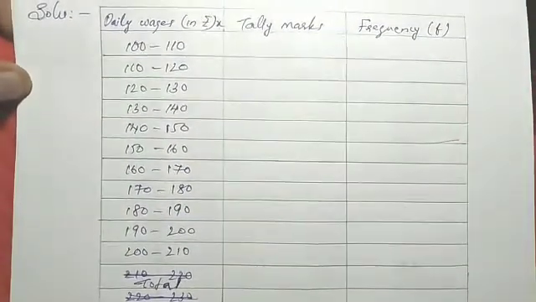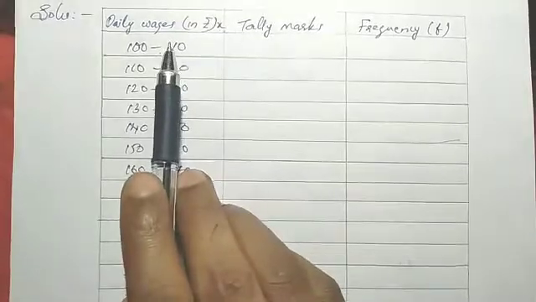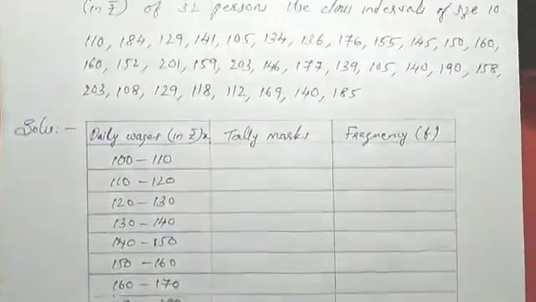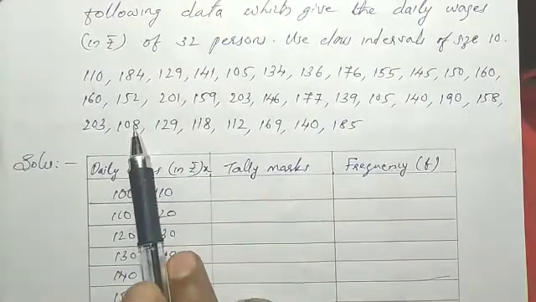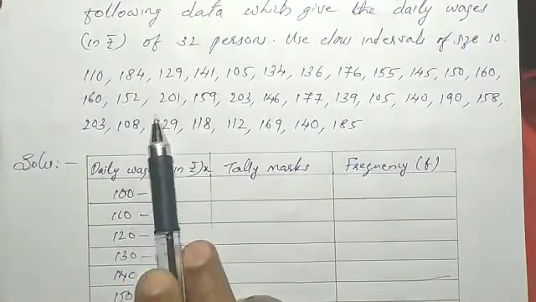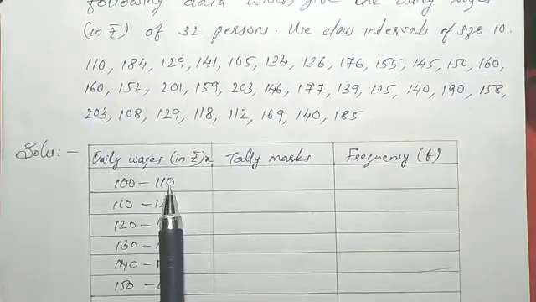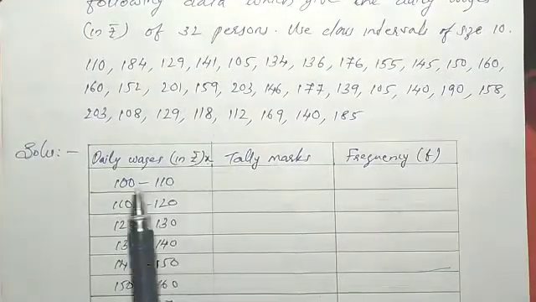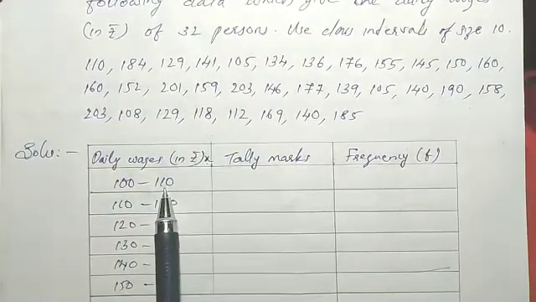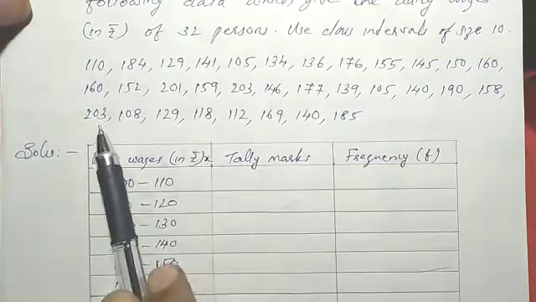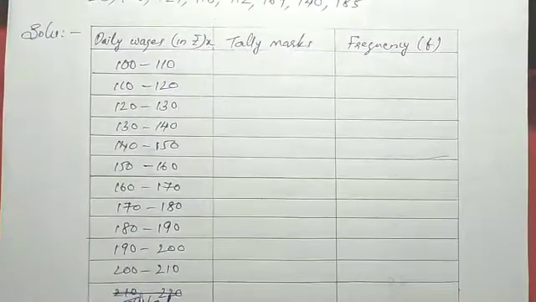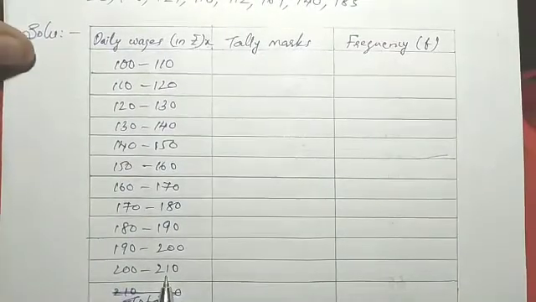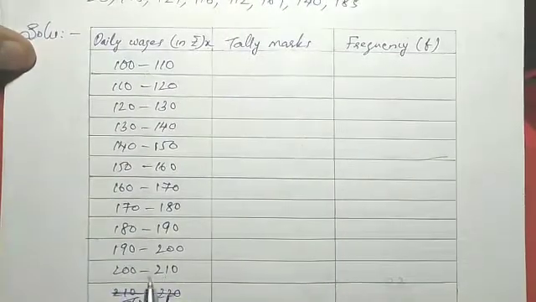So here it will come 100 to 110. Least observation and highest observation we have to find out from here. Least observation is 108. So it will come in between 100 and 110. So that is the first class interval, 100 to 110. Then highest observation is 203 here. So that is why I made it up to 200 to 210. 203 is between 200 and 210.